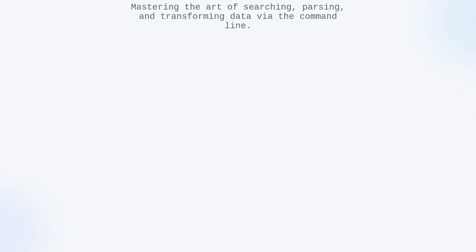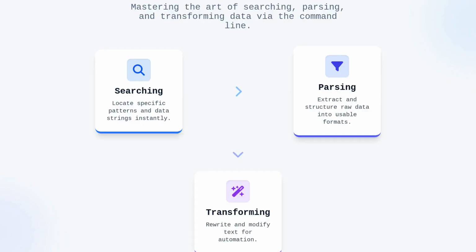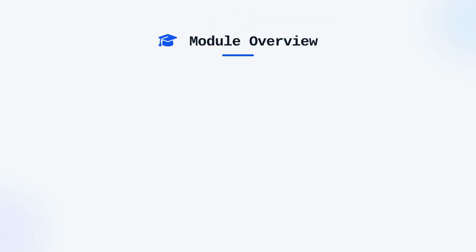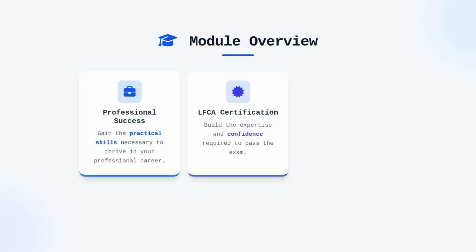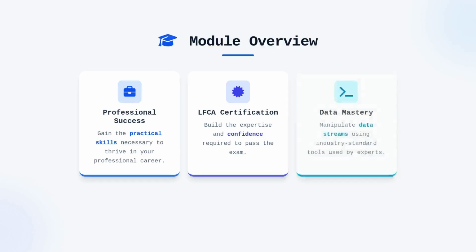Welcome to the chapter on text manipulation in Linux, where we will master the essential command line tools for searching, parsing, and transforming data. By the end of this section, you will possess the ability to automate complex text processing tasks that are vital for any system administrator. This module is designed to provide you with the practical skills necessary to succeed in your professional career and pass the LFCA exam with confidence. You will learn to manipulate data streams using industry-standard utilities that every Linux expert relies on daily.